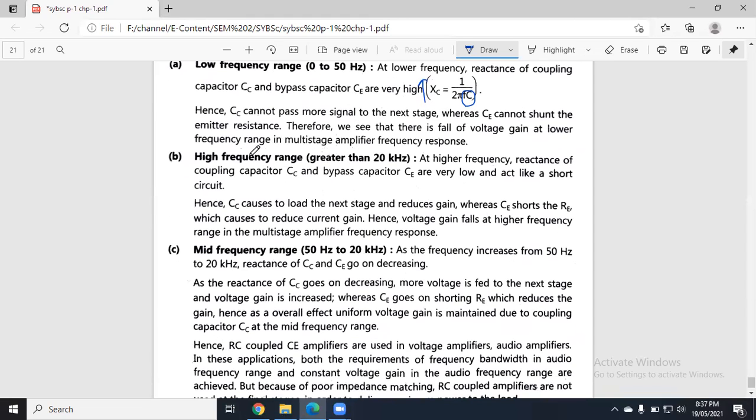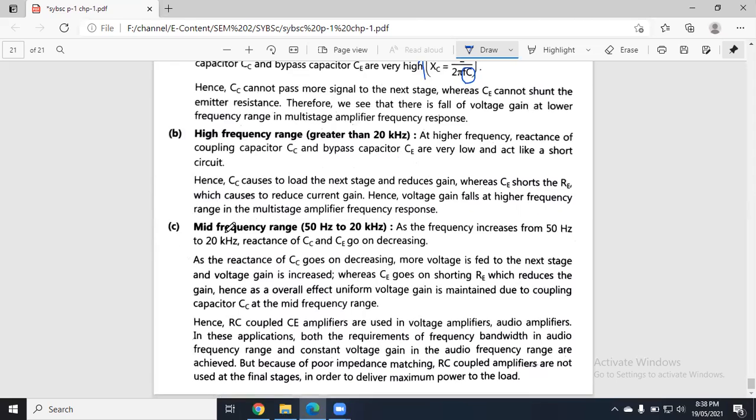The second thing is the high frequency range, greater than 20 kilohertz. In that case, what will happen? At higher frequency, the reactance of coupling capacitor CC and bypass capacitor CE is very low. Obviously, when your frequency is high, the reactance is going to remain low, because these two are inversely proportional to each other. Hence, CC causes loading on the next stage and reduces the gain. The load on the next stage will increase, and because of that, overall gain will be reduced.